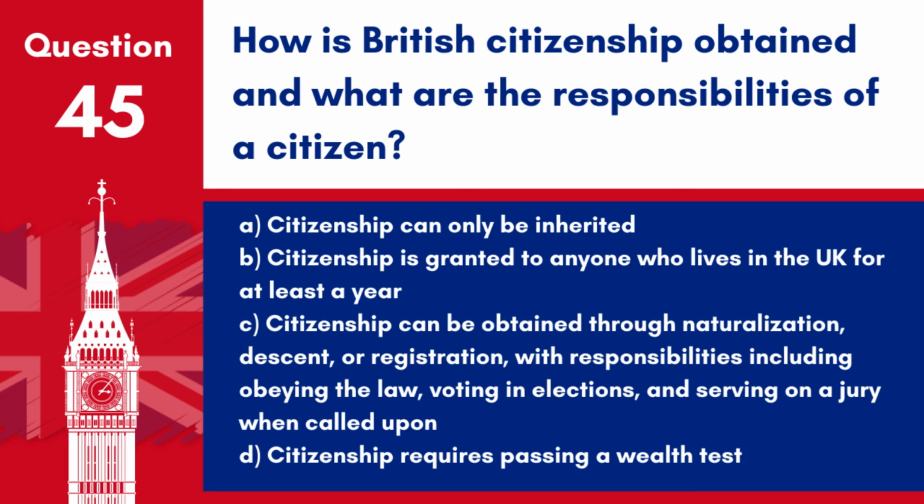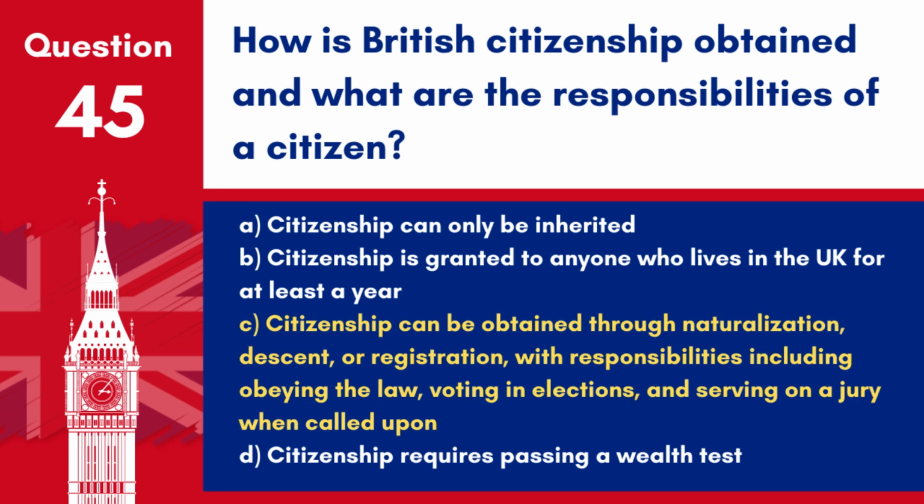A. Citizenship can only be inherited. B. Citizenship is granted to anyone who lives in the UK for at least a year. C. Citizenship can be obtained through naturalisation, descent or registration, with responsibilities including obeying the law, voting in elections, and serving on a jury when called upon. D. Citizenship requires passing a wealth test.